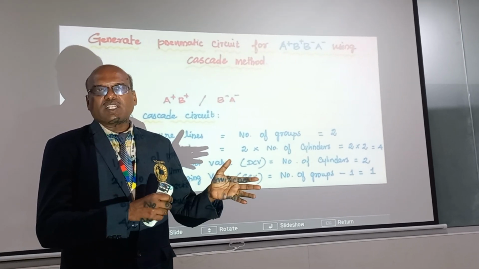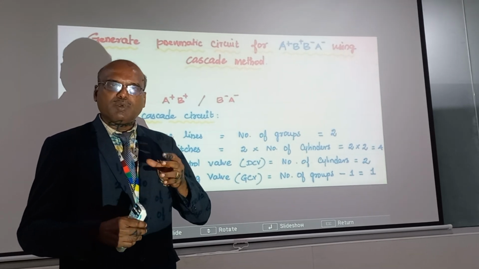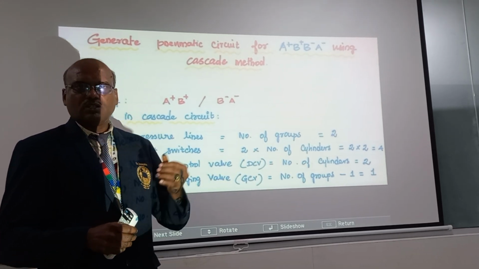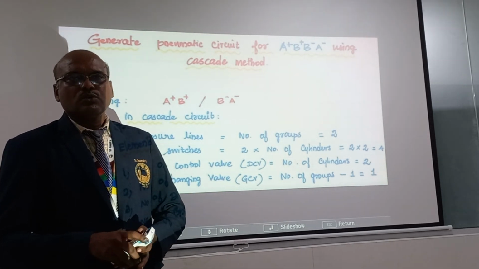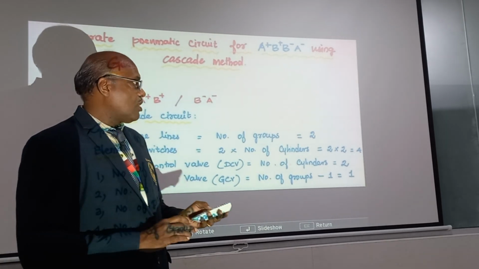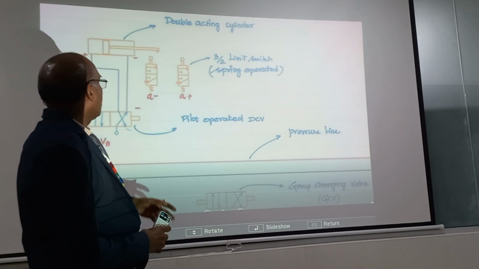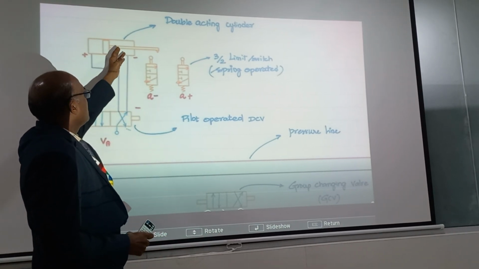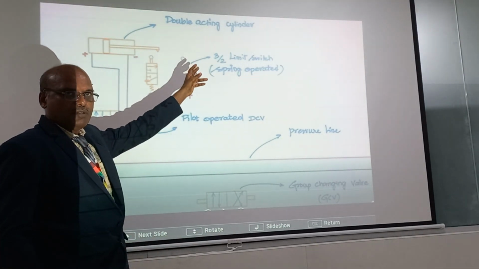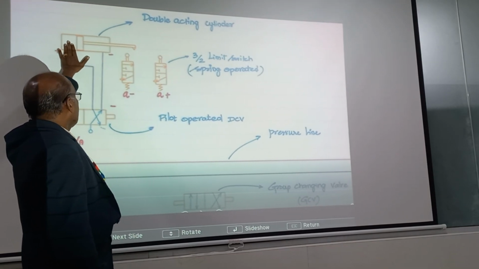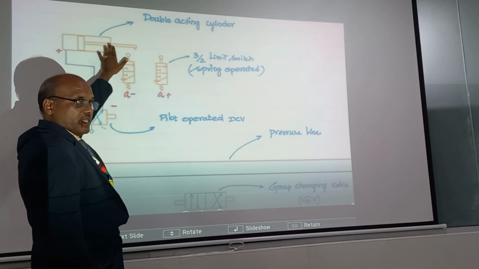For each and every cylinder we require some minimum basic equipment. What are the equipments we require? I will explain one by one. First we will go with the basic components. Basic component: the cylinder. Take a double acting cylinder. This is a double acting cylinder, a pneumatic symbol. In the double acting cylinder, this end is called the piston end and this is called the rod end.